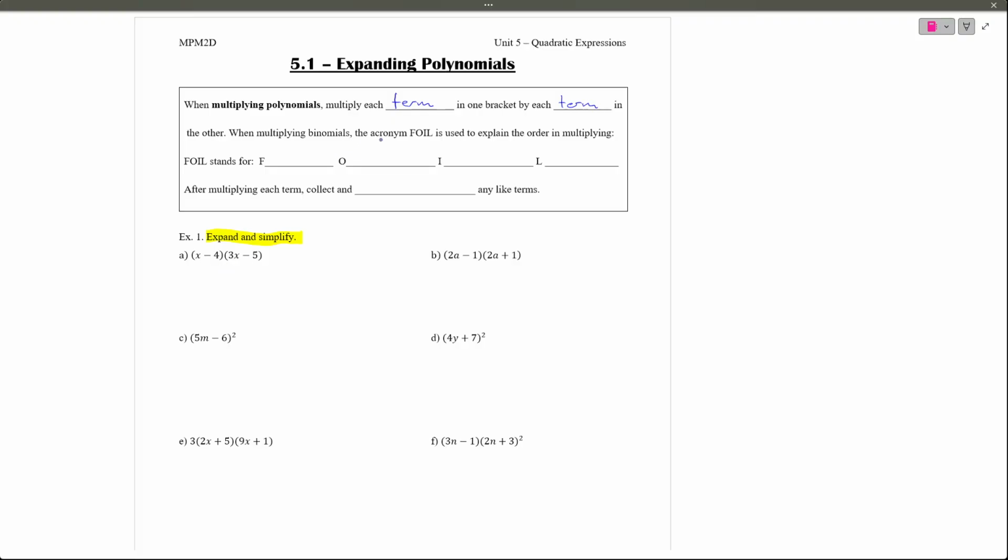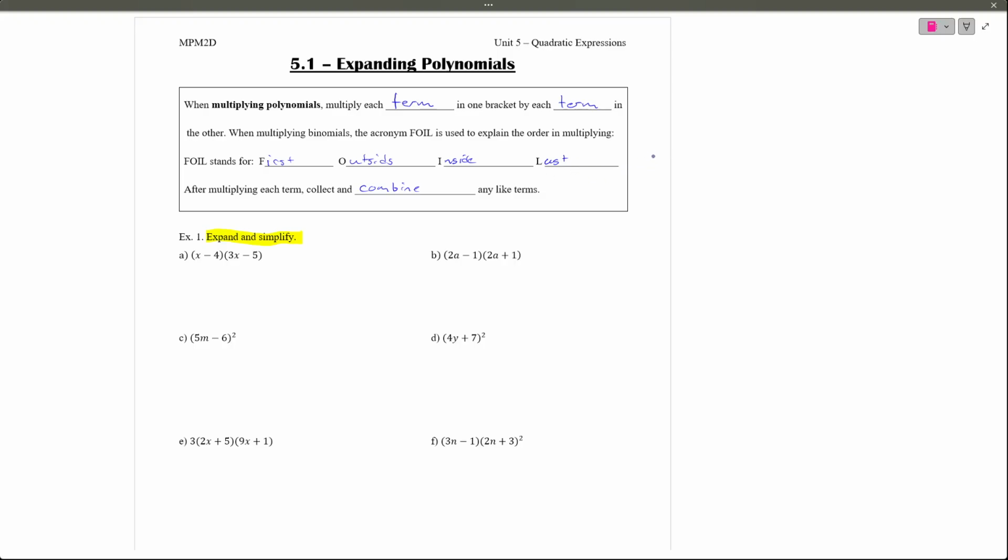When multiplying binomials, we're going to use the acronym FOIL, which is used to explain the order of the multiplication. FOIL stands for first, outside, inside, and last. And then after we're done multiplying each term, we're going to collect all of our terms and combine them. We're going to combine any like terms we can. Now, what do I mean by the FOIL part here?